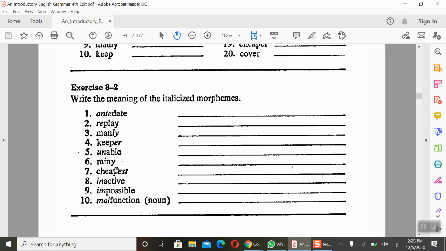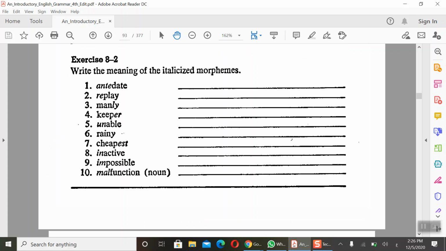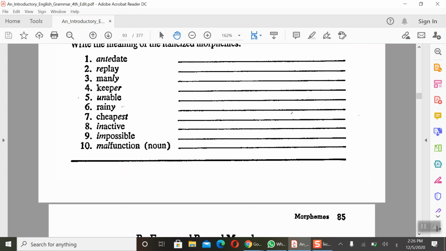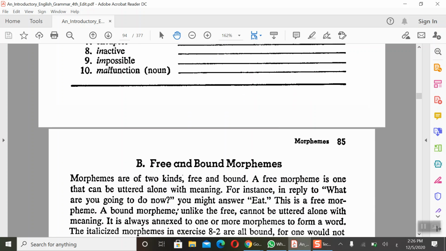This is homework. I'll give you, for example, inactive. What is inactive? Impossible. It means not possible. Im here means not, malfunction, etc. Okay.